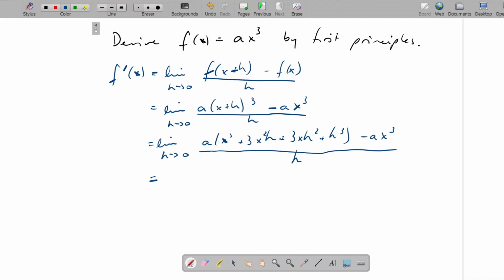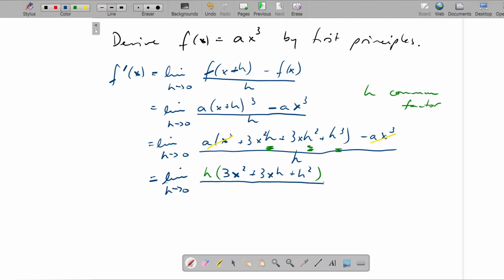Again, same as in the previous one, hopefully you can see that the ax cubed and the ax cubed will disappear, and that the other three terms all have an h involved as a common factor. And we saw in the previous example how that solved my problem of the h in the denominator. So what I'm now going to have is that this equals the limit as h tends to naught of, taking out the green h as a common factor, I'm going to have 3x squared plus 3xh plus h squared, all over h.